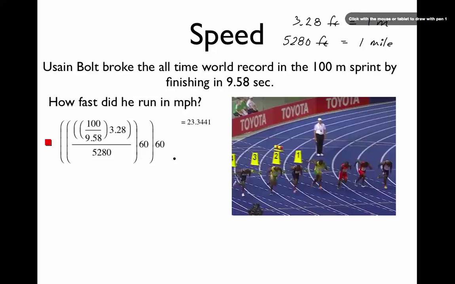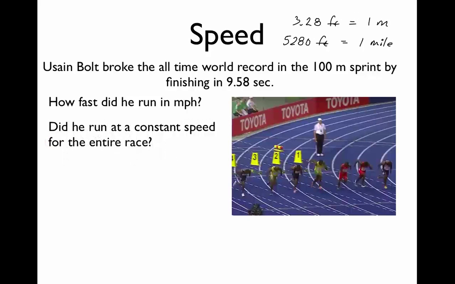Okay? It's not better than your way, but it's a good exercise to look at someone else's way and analyze every step along the way. Any questions on that? Okay? Fast. How fast did he run? Fast. Did he run at a constant speed for the entire race? We just got one number, 23.34 miles per hour. With one number, that could be nothing else than a constant speed. If you're just given one number as a speed, that has to be a constant speed, right? Because it's just one value.